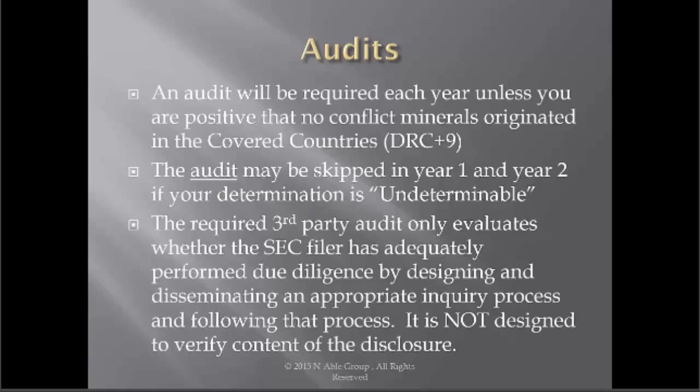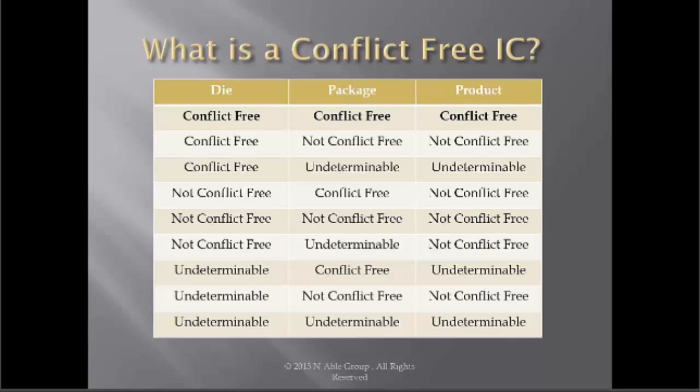So what's a conflict-free IC? Integrated circuits basically all have a chip and a package. So if the chip is conflict-free and the package is conflict-free, then the product can be conflict-free. Beyond that, any other combination means that you're not going to be conflict-free. So if your die is conflict-free but your package is not, then the overall finished product is not conflict-free, and so on down through. So to be able to declare a product as conflict-free, you need to have both the die and the package conflict-free.